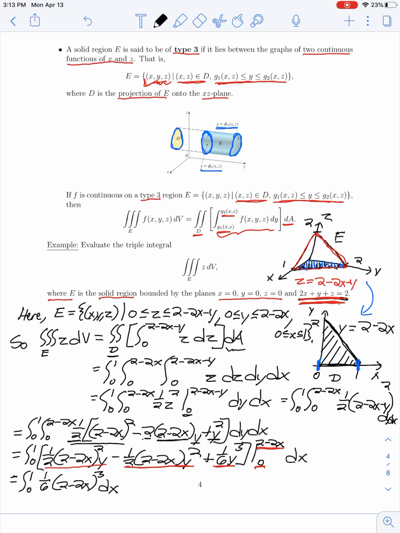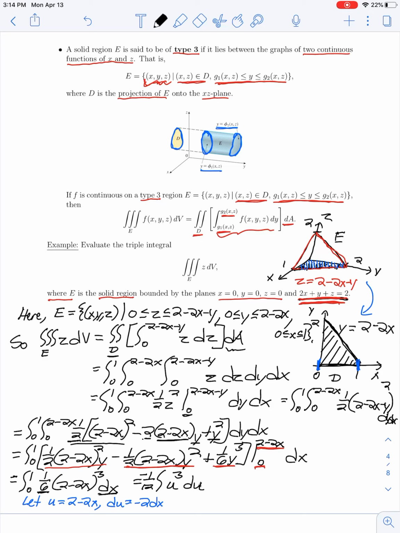So here, using the substitution, let me use a different color here so this stands out a little more. Let's make the choice of u as our inner function, 2 minus 2x, so that du is negative 2 dx. And then rewriting our integral in terms of u, well, let's see what we have. We have the integral of u cubed, and then we have a leftover factor of 1/6 dx, which leaves us with a negative 1/12 du, rewriting it in terms of u.